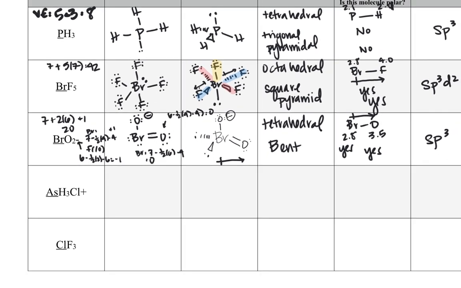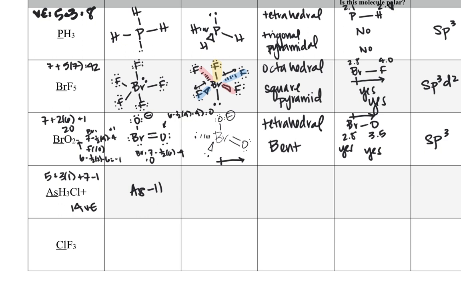So we've done 3 rows. So let's look at the next one. So we have arsenic, which has 5 electrons, plus 3 times 1, plus 7, minus 1, because we have a positive charge. And so that gives us 14 valence electrons. So we're going to put our arsenic here in the center.